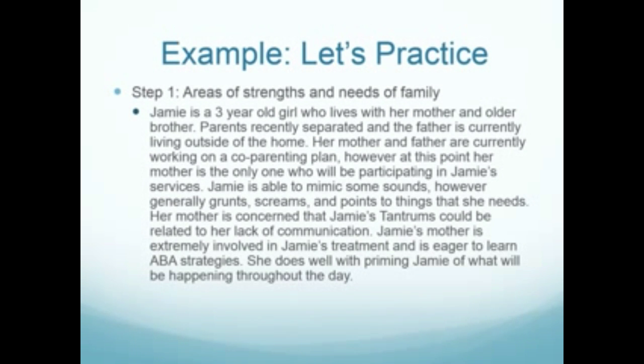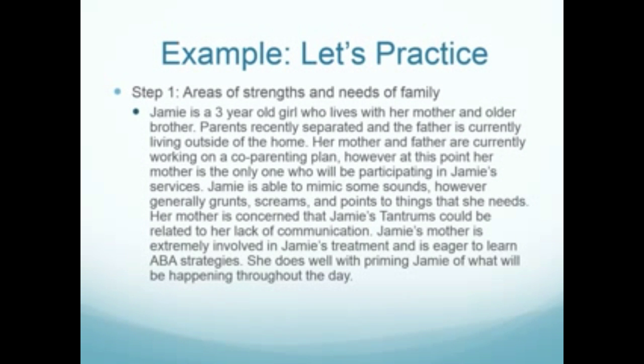So Jamie is a 3-year-old girl who lives with her mother and older brother. Parents recently separated, and the father is currently living outside of the home. Her mother and father are currently working on a co-parenting plan. However, at this point, her mother is the only one who will be participating in Jamie's services. Jamie is able to mimic some sounds, however, generally grunts, screams, and points to things that she needs. Her mother is concerned that Jamie's tantrums could be related to her lack of communication. Jamie's mother is extremely involved in Jamie's treatment and is eager to learn ABA strategies. She does well with priming Jamie of what will be happening throughout the day.